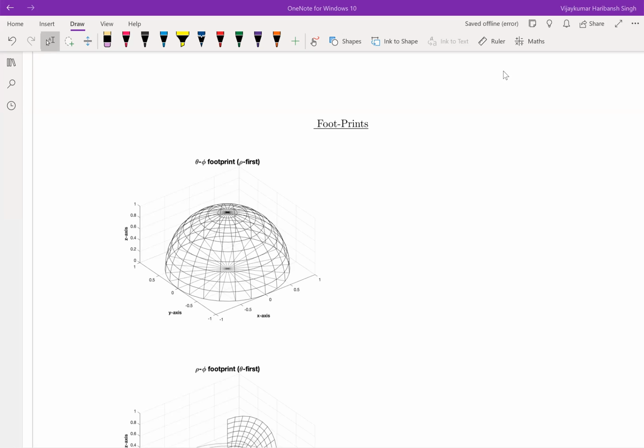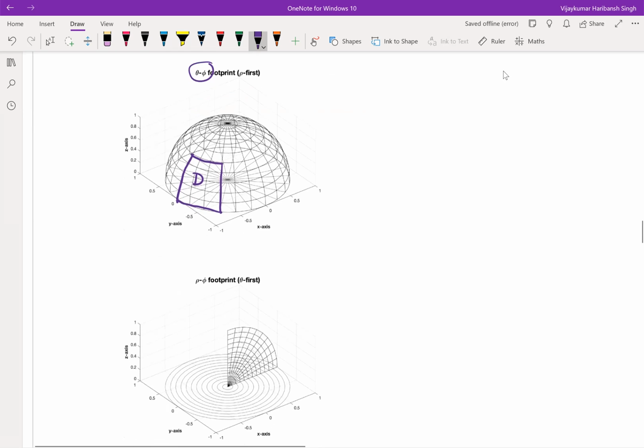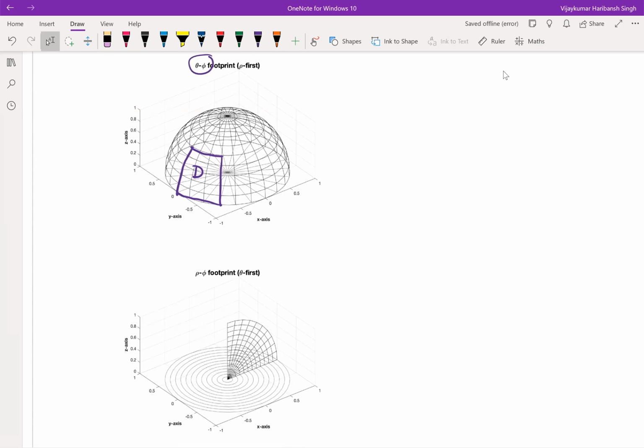If you do rho first, your rho will be fixed. Suppose rho is fixed to be 1. In this case, you will get your region D of integration to be an object of the following form. So this is your D, which is a phi-theta footprint of it. And again, we are looking from the box perspective.